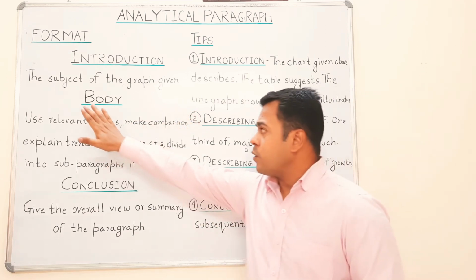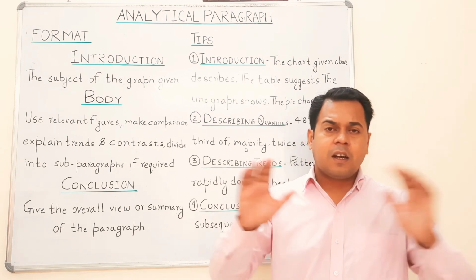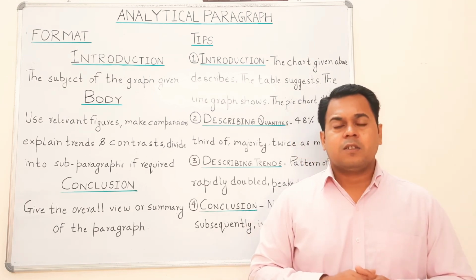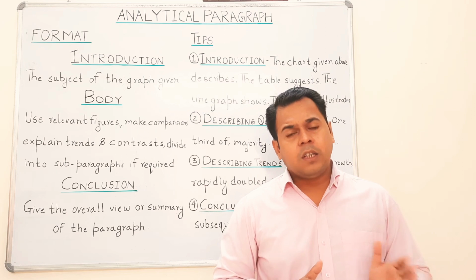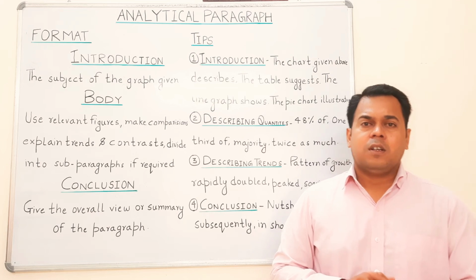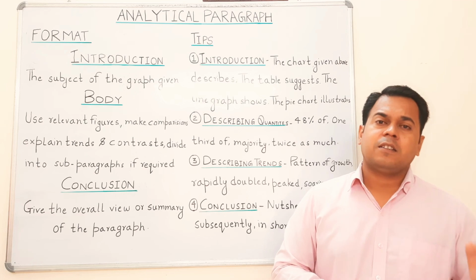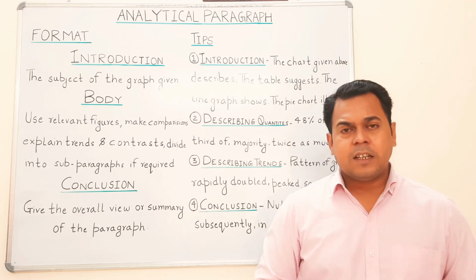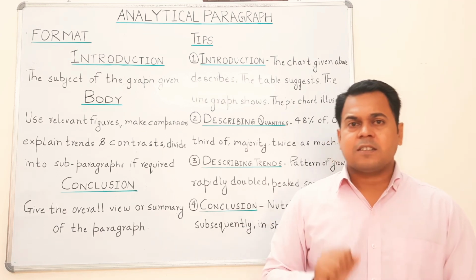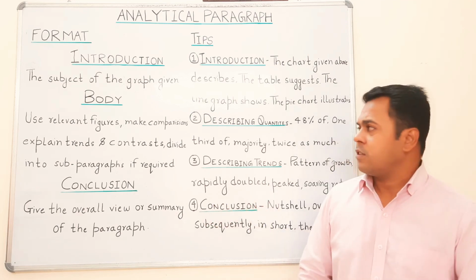In an analytical paragraph, first of all, you have to mention the subject of the graph given. Let's take a graph given in the question about coronavirus. This graph shows how the coronavirus has increased in all the states of India over the last 6 months, and you have to explain the data in the analytical paragraph. So the subject would be coronavirus update or coronavirus growth in India over the last 6 months.